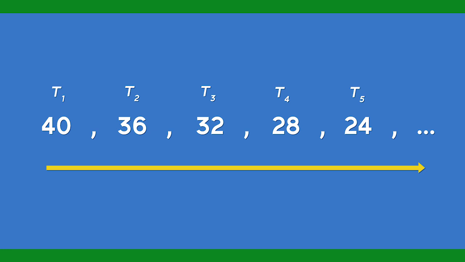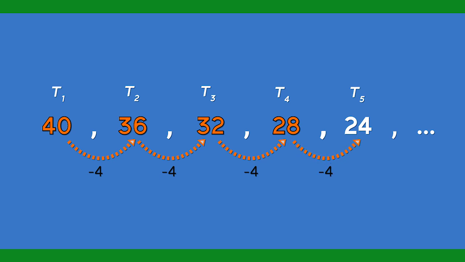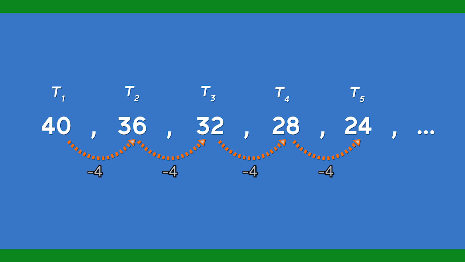What is the pattern for this number sequence? Look at the relationship between the first two terms, 40 and 36. How can we get from 40 to get 36? We subtract 4. How about the next term? We subtract 4 to get 32. How about the next few terms? We can see that each term is 4 less than the previous term. Therefore, the pattern for this number sequence is that each term is 4 less than the previous term. To get the next term, we subtract 4 from each term.